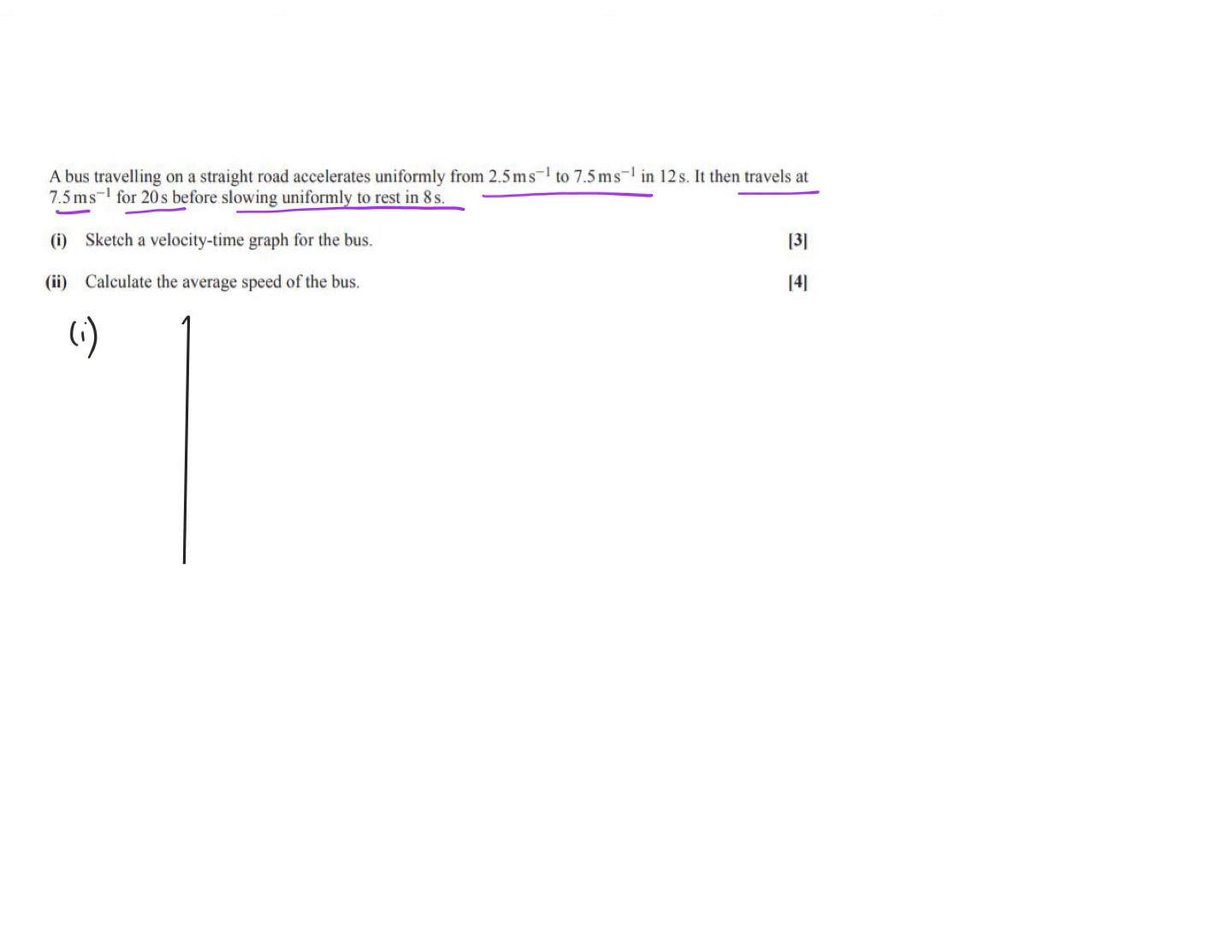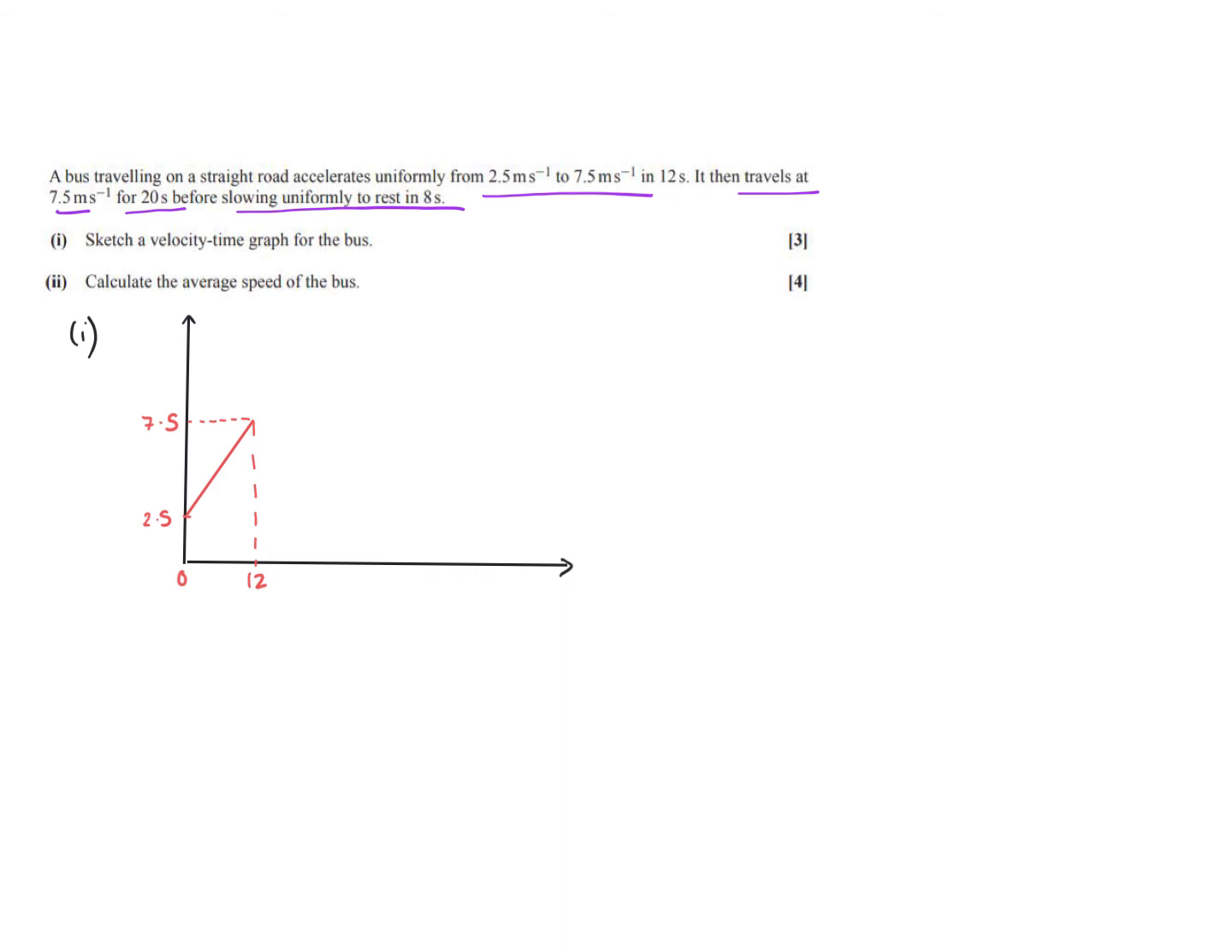So let's start off by sketching some axes for this. So we know that the bus starts at a speed of 2.5 and it accelerates uniformly, so constant acceleration means a straight line velocity time graph, up to 7.5 metres per second. So we can draw that in. So there is our 7.5 marker. And that takes 12 seconds. So if this is 0, I can mark on 12 over here.